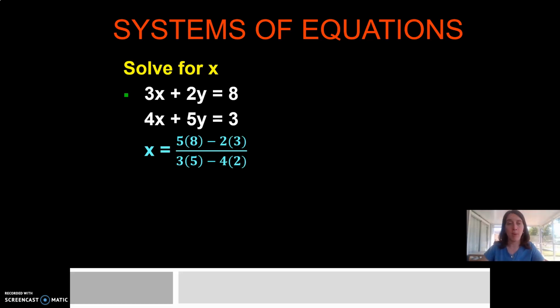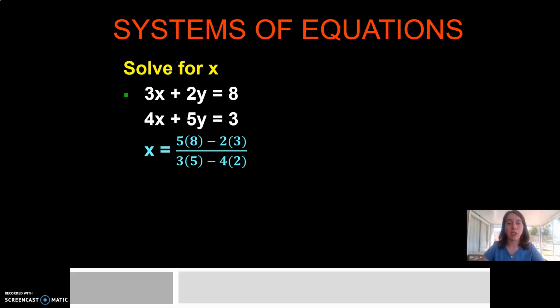And then minus b1, the b from the first equation is the number 2, times c2, the constant from the second equation is the number 3. Filling in the denominator, a1, b2. So the a from the first equation is the coefficient of the x, which is the number 3. b2, the b from the second equation is your 5.